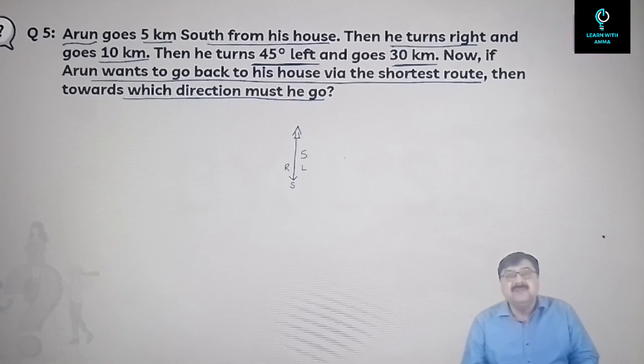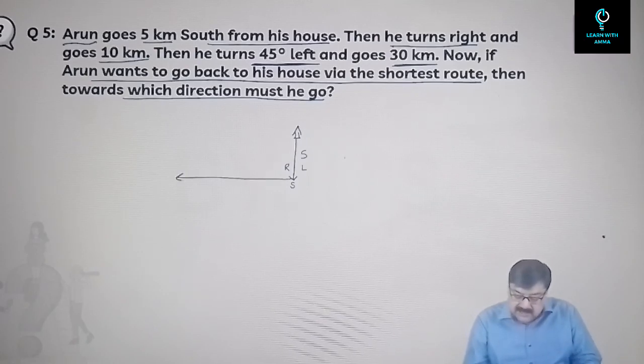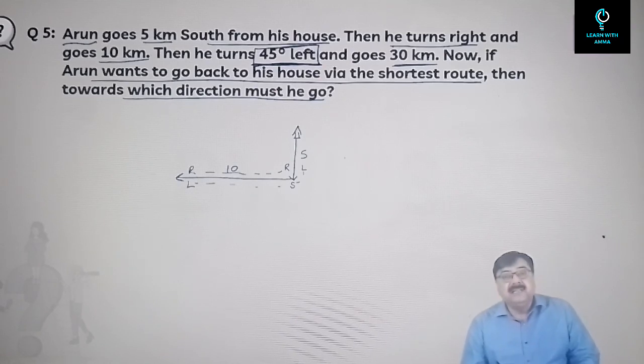That means the person is facing us. So the left and right sides are opposite to our natural left and right side. So now he turns right and goes, let us say, 10 kilometers. Now this is where his right side and this is where his left side. Then he turns 45 degrees left.